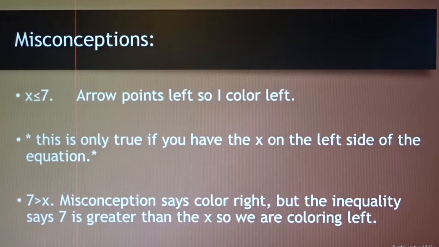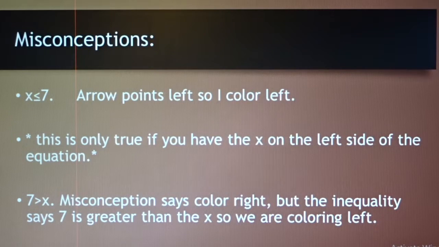There are some misconceptions. If we have x is less than or equal to 7, the arrow points to the left, so I color to the left. There are a lot of students that believe that they are going to color in the direction that the arrow is pointing. There's one small problem with this. If your x is not on the left-hand side of the equation, you can't say that. I'm really looking for x's that are smaller than 7. So yes, I colored to the left of the number line.